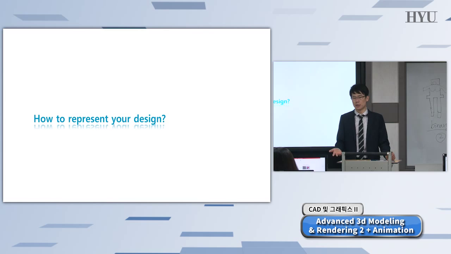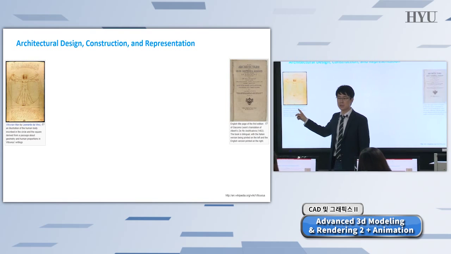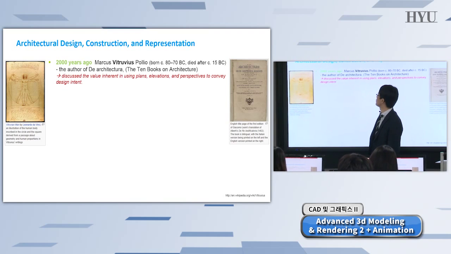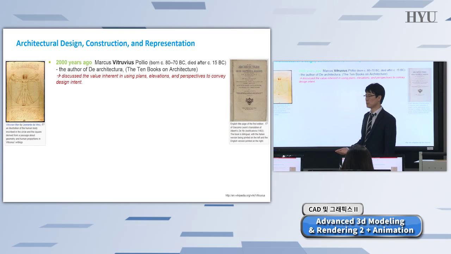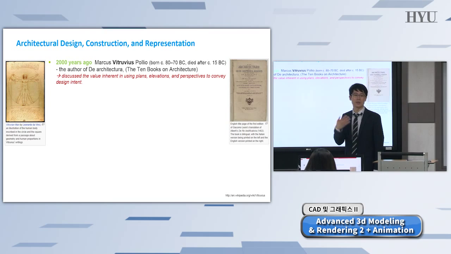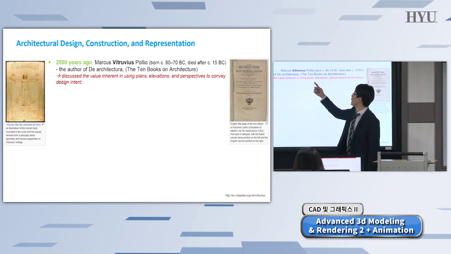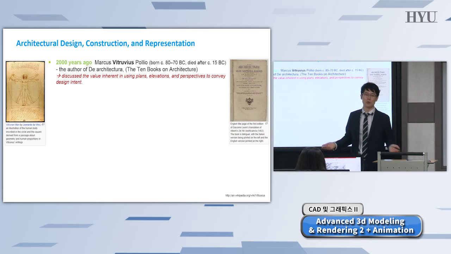How to represent your design, how to build your design. In terms of theory, Vitruvian Man, drawn by Leonardo da Vinci. Vitruvian Man is sort of ancient, kind of the first architect, kind of ancestor architect. I don't know how to say. Anyway, 2,000 years ago, Marcus Vitruvius Pollio suggested those drawings. What kind of drawings? Plans, elevations, perspectives, to convey design intent, okay? In other words, your plans, your elevations, that kind of typical representation has been lasting 2,000 years. We can say it's a long time, but in the perspective of human history, it's not that long, okay?